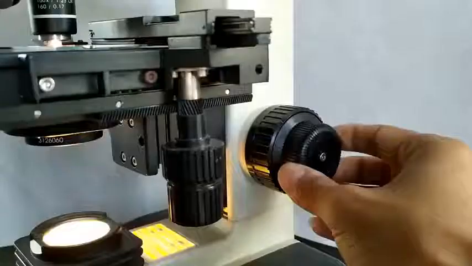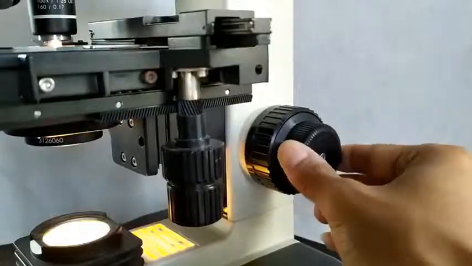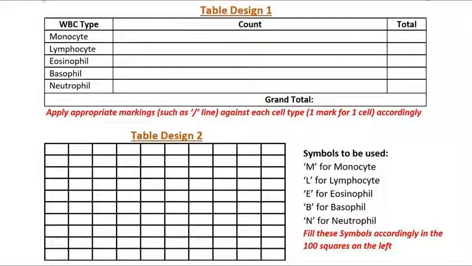oil surface. Before you actually begin the counting, prepare on a blank sheet of paper any one of the two types of tables shown here. If you choose to create the first type of table, you can simply enter a mark of your choice under the appropriate row on the table for that particular cell type as you count along.